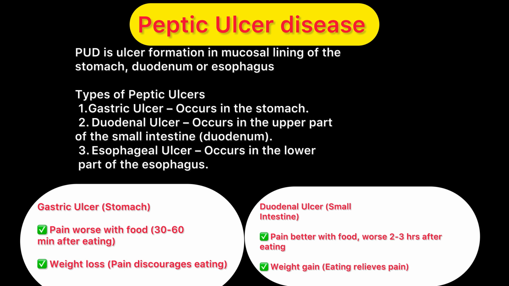If the ulcer occurs in the stomach, that is a gastric ulcer. If the ulcer occurs in the upper part of the small intestine, that is known as a duodenal ulcer. If the ulcer occurs in the lower part of the esophagus, that is known as an esophageal ulcer. For the NCLEX, you must know the difference between gastric ulcer and duodenal ulcer. In gastric ulcer, the pain becomes worse with food, and in duodenal ulcer, the pain becomes better with food.